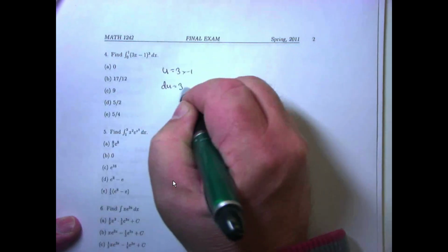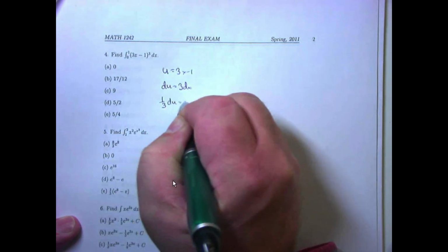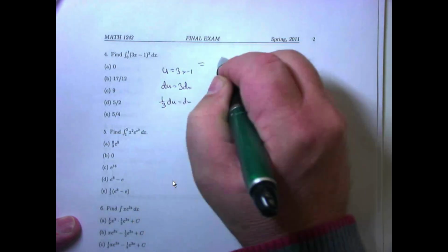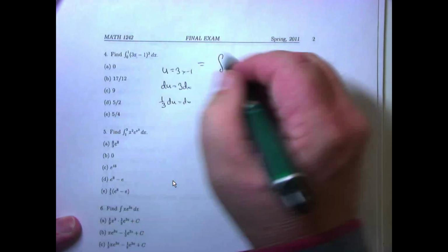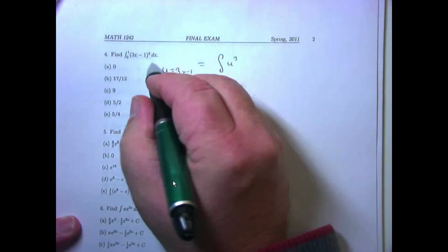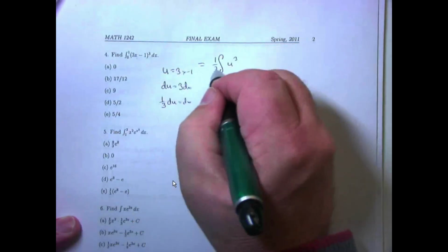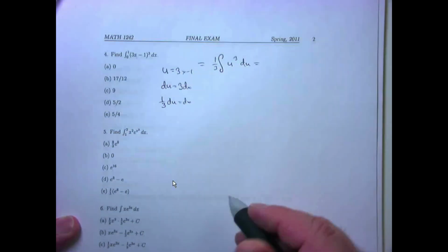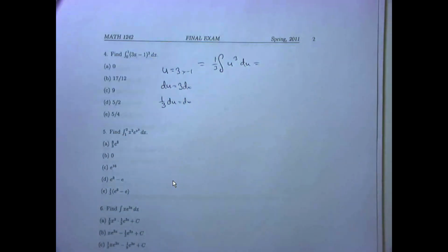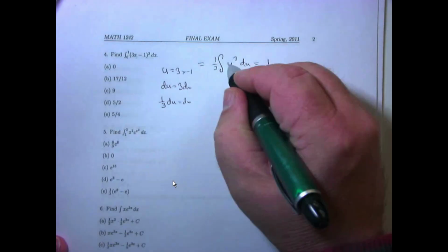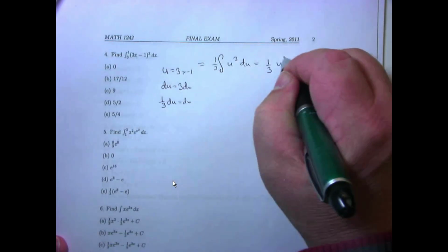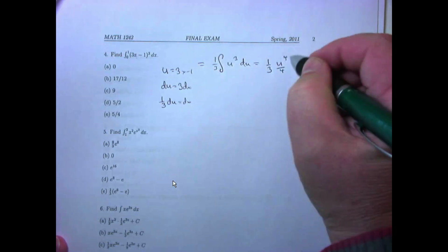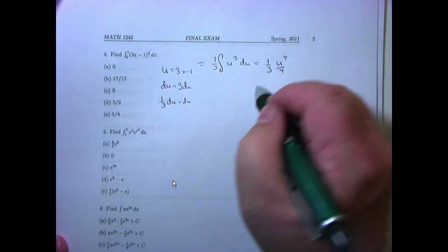Then I take du, the derivative, which is 3 dx. Move the constant to the other side. 1/3 du equals a dx. Substitute. This will be the integral of u cubed. And the dx is replaced with 1/3 constant out front du. I'm going to do the back substitution method. So integrate this guy. 1/3 is constant. What's the integral of u cubed? That is u to the 4th over 4. No plus c because I got bounds.